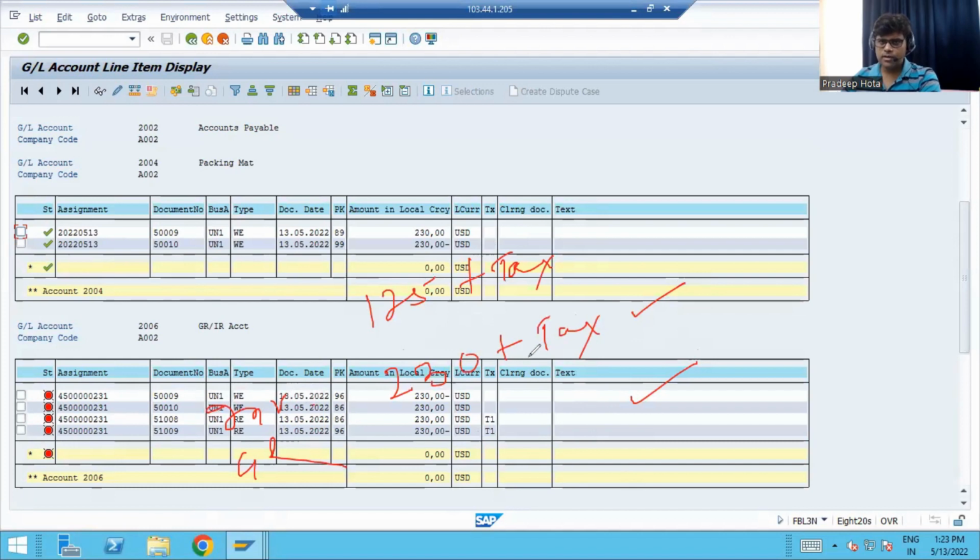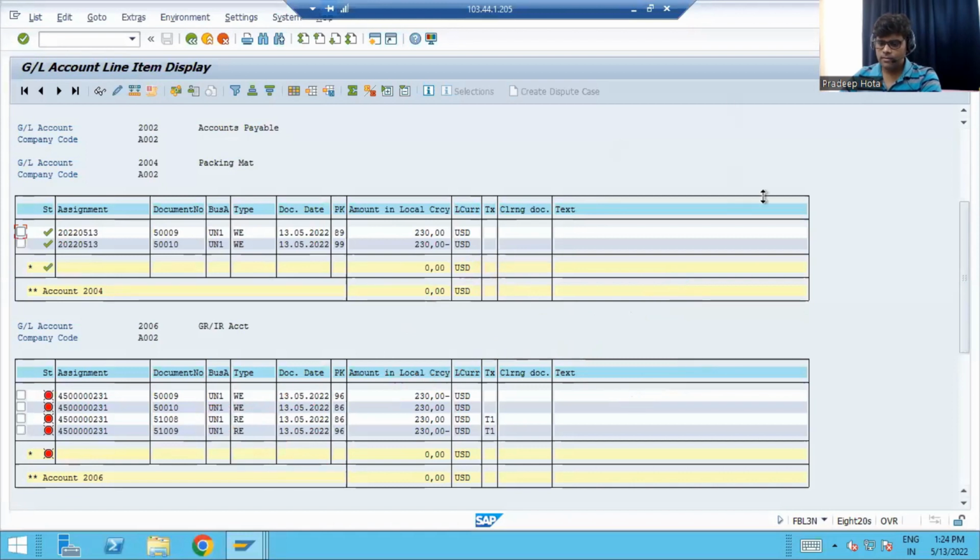And in this process, normally you must be thinking that first we will create the GR, then we will do the invoice, but it's not like that. If you are going to process the invoice first, that also is possible. The only thing is, from a verification point of view, this invoice will be blocked.